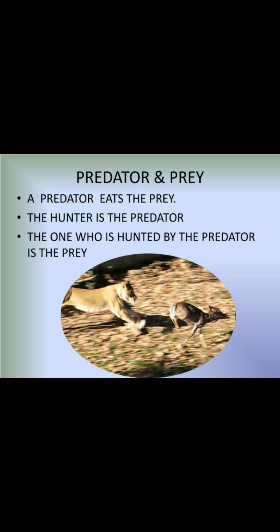Predators and prey. A predator eats the prey. The hunter is the predator. The one who is hunted by the predator is the prey. So one who is chasing and killing is known as predator. One who will become a food for the predator is known as prey.